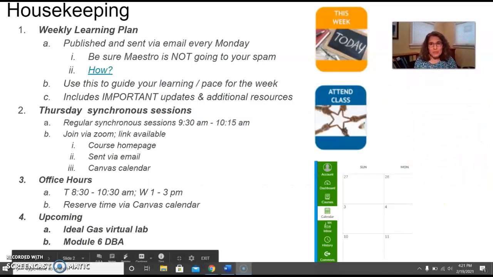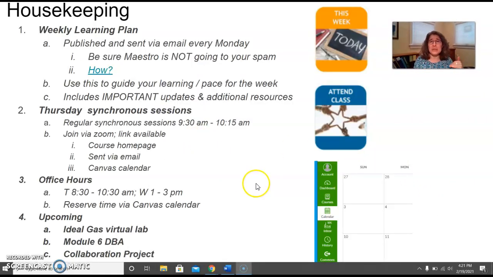Just going to quickly go over a little bit of housekeeping stuff, which I know you know, but we're getting back into the routine of a normal week after several that have been a little bit unusual. So again, hopefully you are using that weekly learning plan as a guide. Do make sure you're giving yourself a little context, and then also that you're accessing those additional resources inside of that weekly learning plan as well.